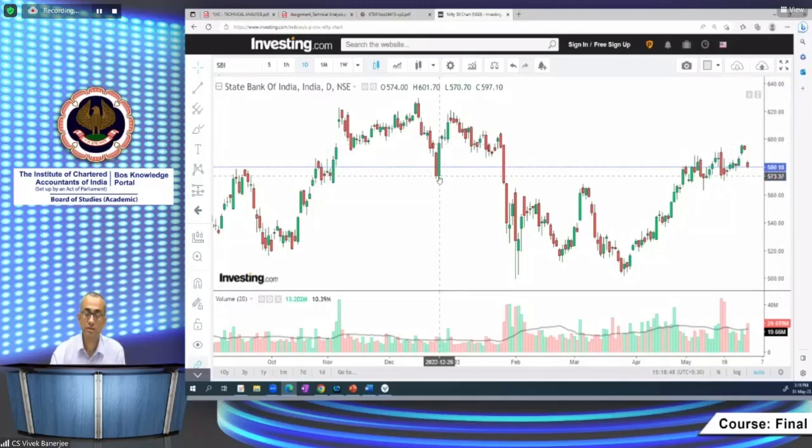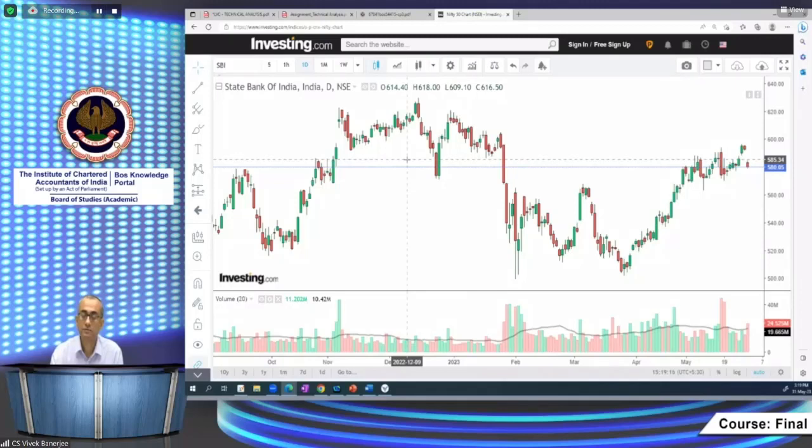The market opens at 574 and closed at about 595, at least 21 rupees of profit during the day. And during the day, it reaches the highest point at 601 and the lowest point at 571. So all the information is available in the Japanese candlestick. That is why Japanese candlesticks are hugely preferred by technical analysts.